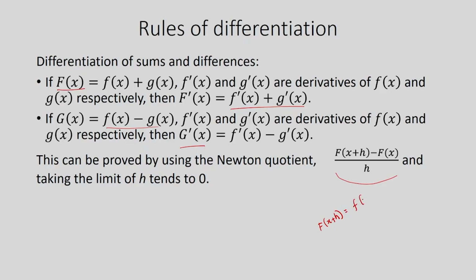It will be f of x plus h plus g of x plus h, right, for the first result. And similarly, f of small x is small f of x plus g of x, right. And then we substitute these things back here, and that will give us this result by simplifying the expression. Similarly, for the second result.